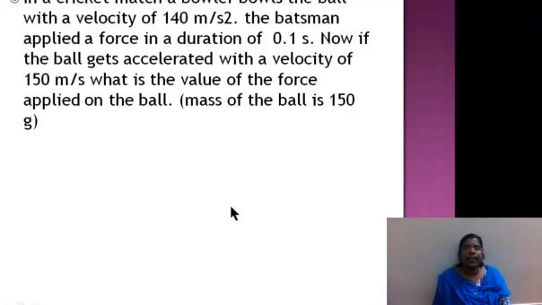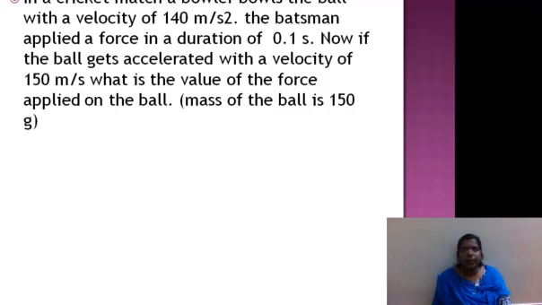Next question. In a cricket match, a bowler bowls the ball with a velocity of 140 meter per second. The batsman applied a force for a duration of 0.1 second. If the ball gets accelerated with a velocity of 150 meter per second, what is the value of the force applied on it? Understand the question? In a cricket match, a bowler bowls with a certain speed and the batsman applies a force on it for a small duration and the ball moves with another velocity. Now we are asked to find the force applied on the ball because of the hit of the batsman.